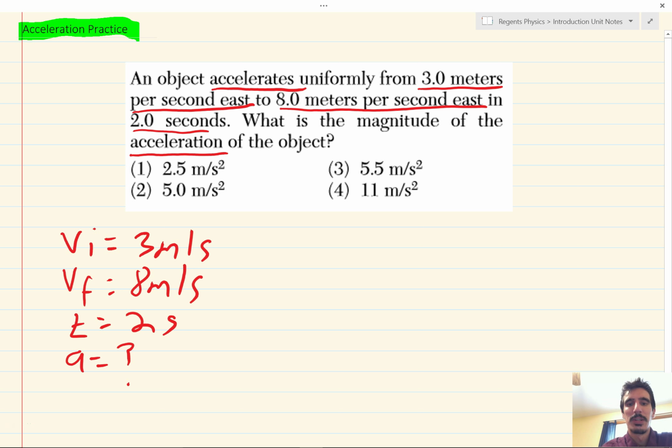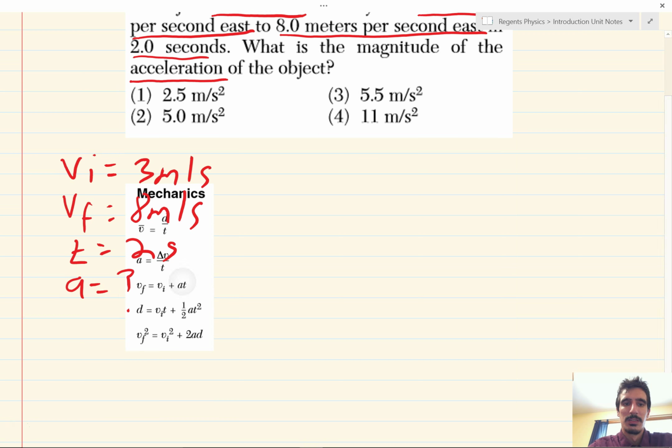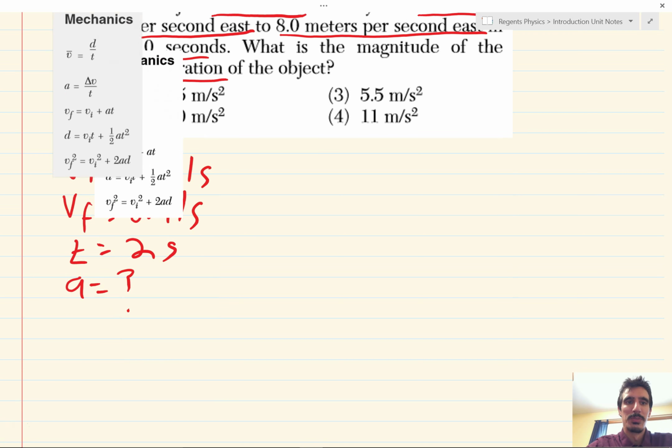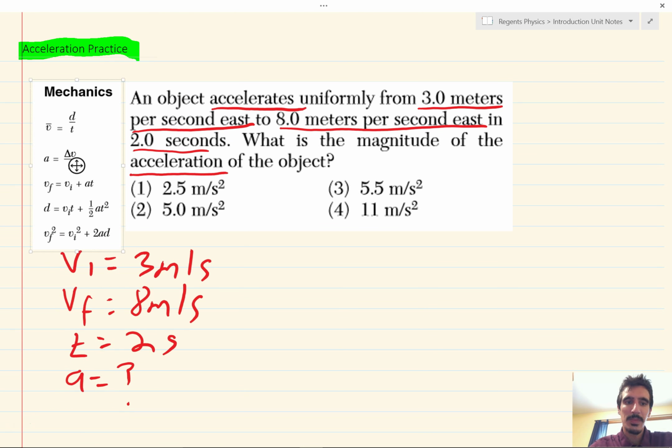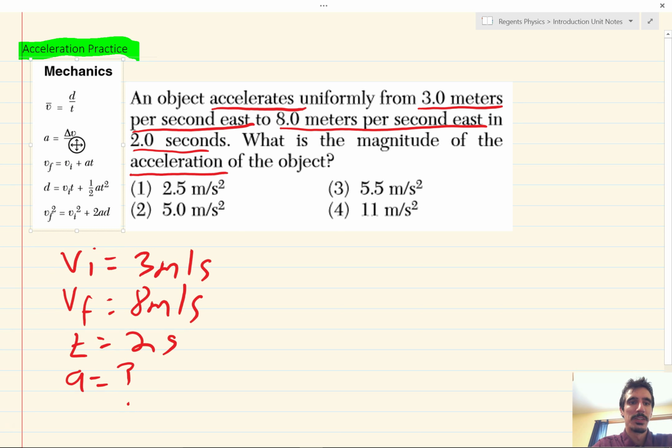After we write down our knowns, we look in our reference table under the mechanics section. Let me move it up here for you. Okay, so we look at the acceleration formulas. That's the bottom four. And we want to find one that has VF, VI, T, and A. And it looks like this one right here: VF equals VI plus AT.